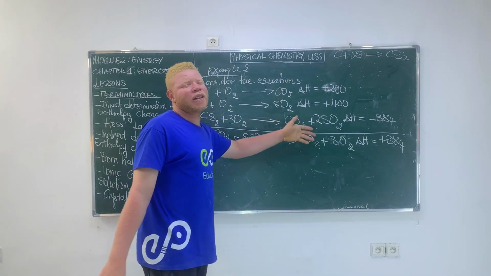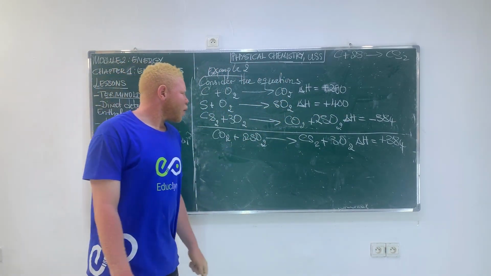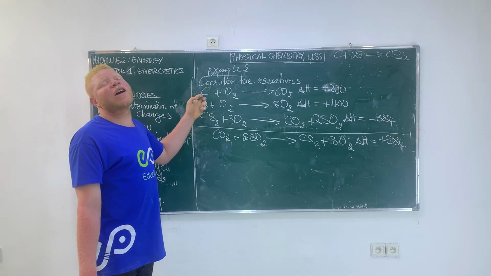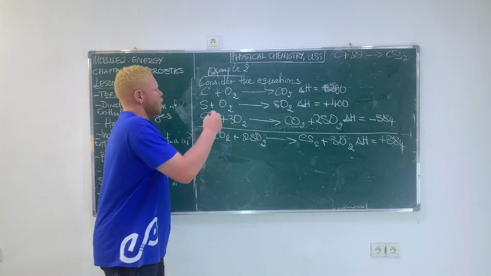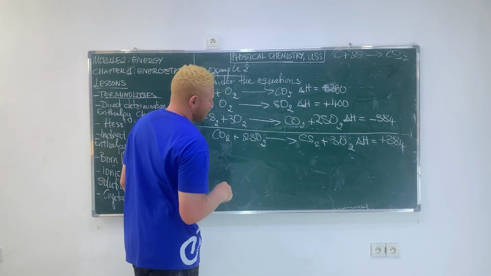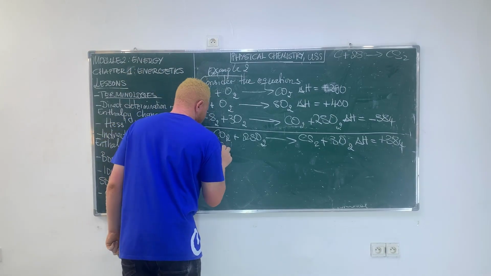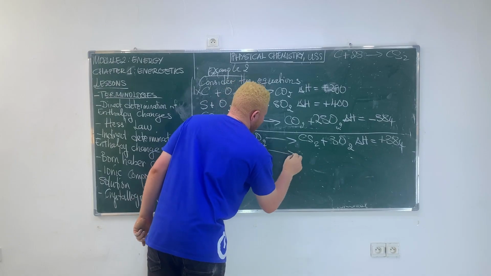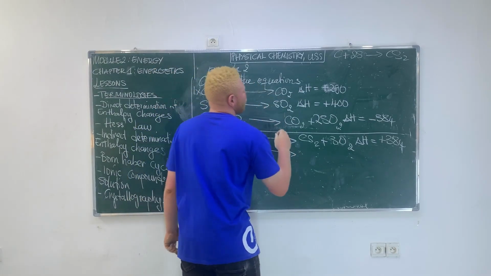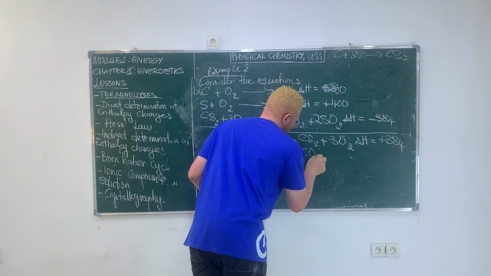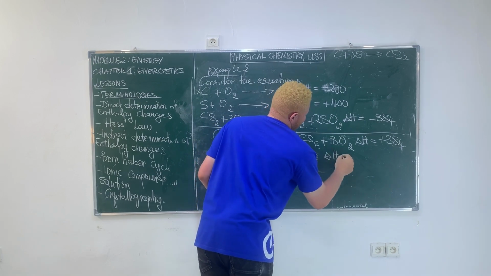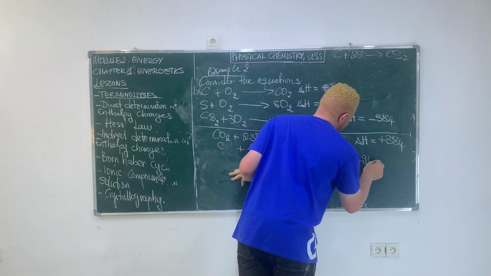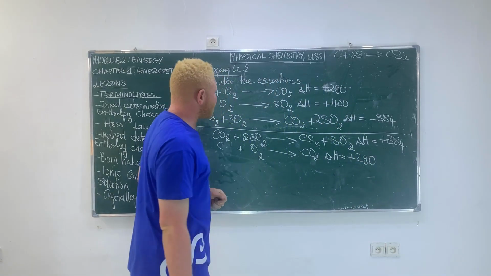All of these enthalpy changes are in kilojoule per mole. Then, in front of carbon dioxide, there is 1. I multiply the carbon equation by 1. I'm having 1 times carbon plus 1 times oxygen, that is O2, giving 1 times CO2, that is CO2. Delta H, 290 times 1 is minus 290.